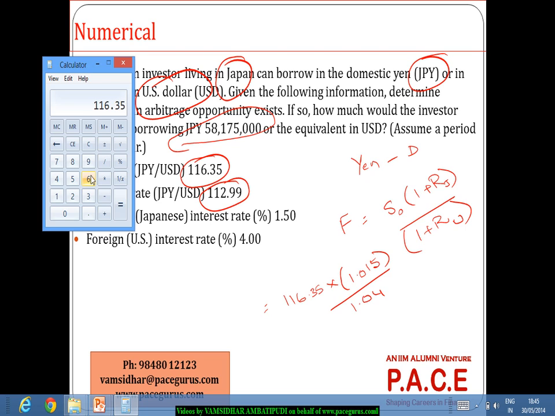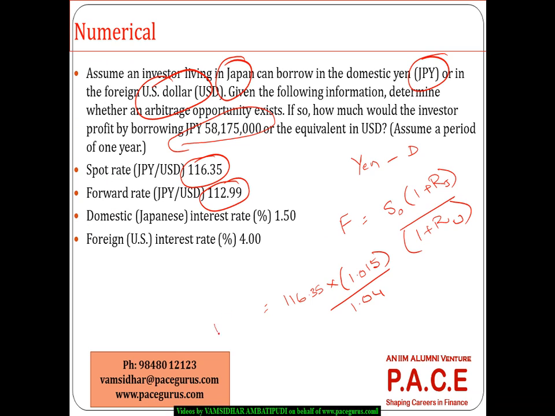116.35 into 1.015 divided by 1.04. This is giving me 113.55. This should be the forward rate if there is no arbitrage opportunity. But the actual forward rate is only this much. So the forward rate is actually less than the theoretical forward rate which we are determining.